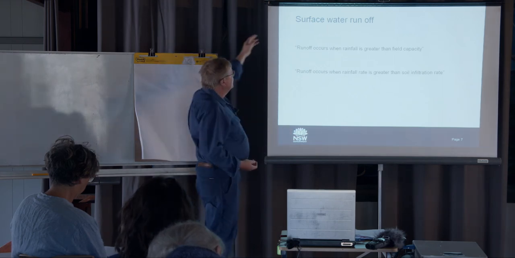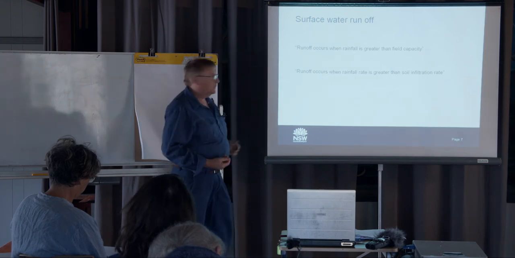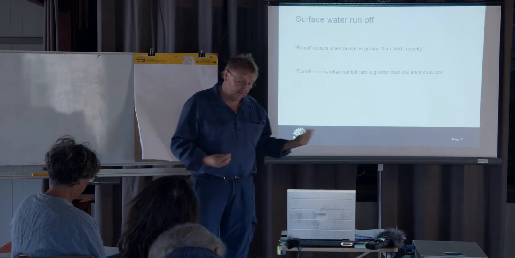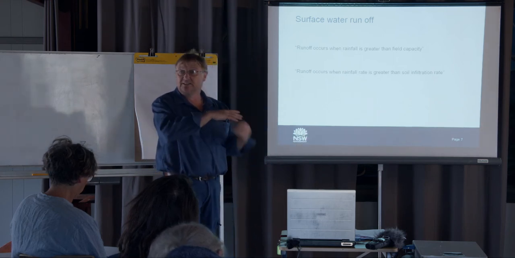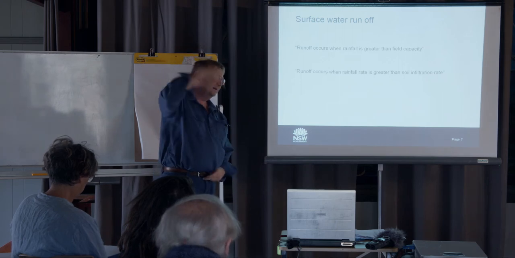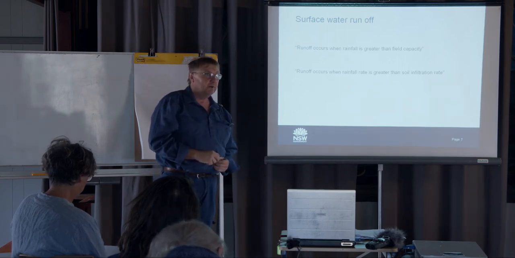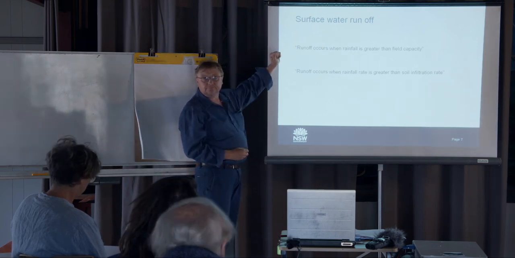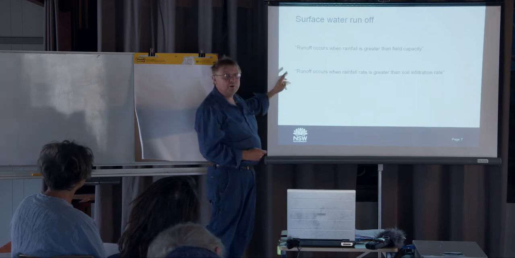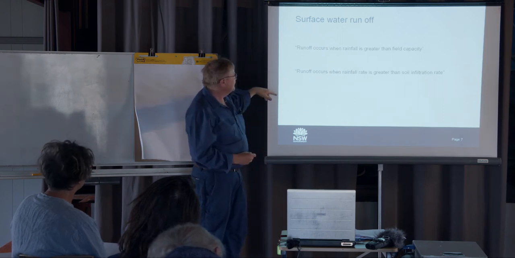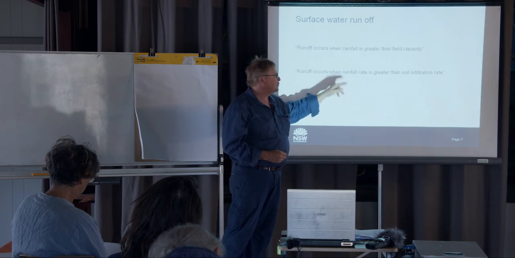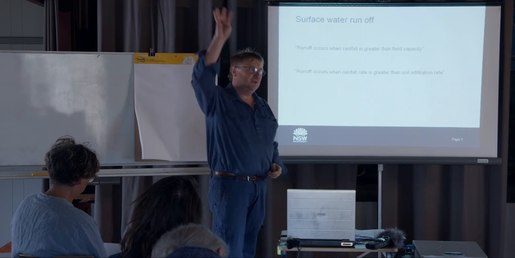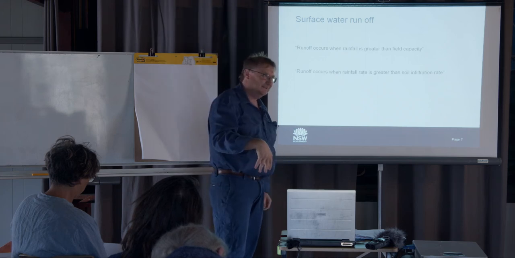So one way that surface water runoff occurs is because the rainfall is greater than the field capacity. So the soil is saturated and there's no more room for water to go in. Okay? Now, that's one reason we get runoff. The other reason, which is by far the most common, is when the rainfall rate is greater than the soil infiltration rate. The rain is turning up quicker than it can go in.